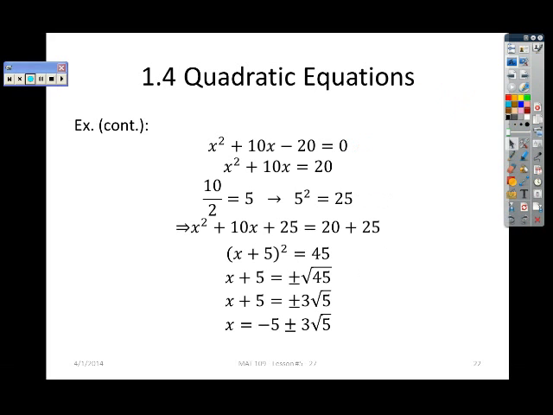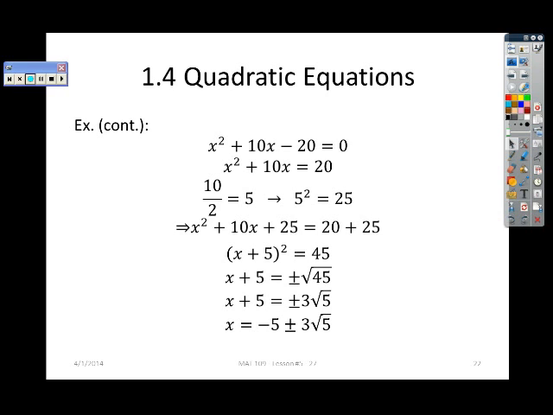Okay, so there's the process cleaned up a little bit. Any questions about completing the square? All right, that's the second way.